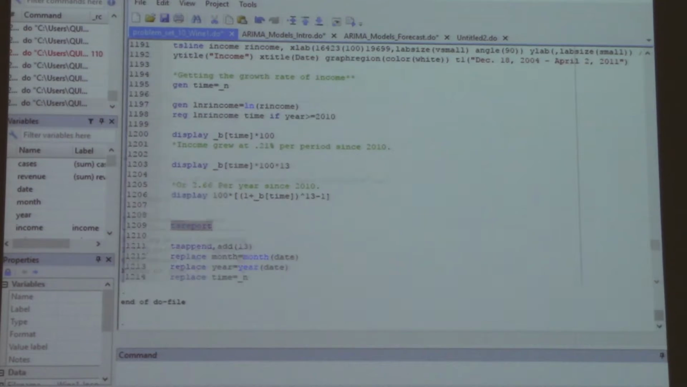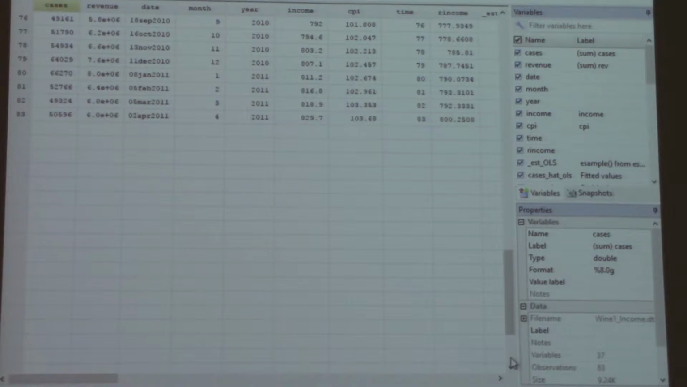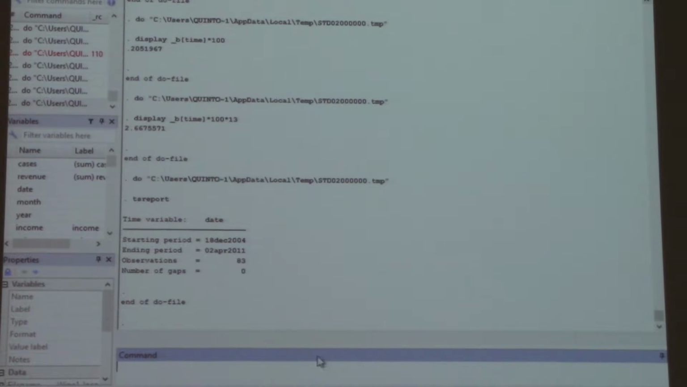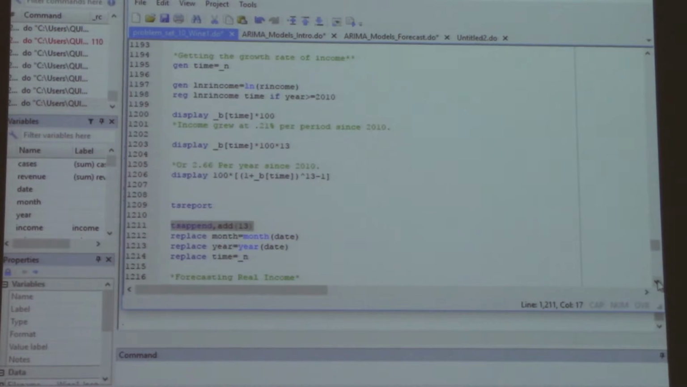Now again, the nice thing about this is, let's go to the data set. It ends, again, in April 2011. The nice thing about TS append is it's going to create spots for the next 13 periods, the next year. Did we use TS append? Yeah. Okay, so TS append added it. Now, once we replace months, it's going to fill in those months.